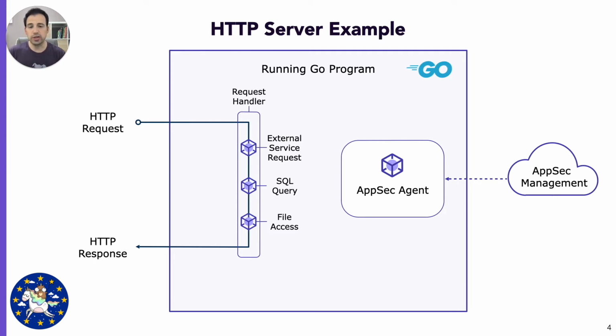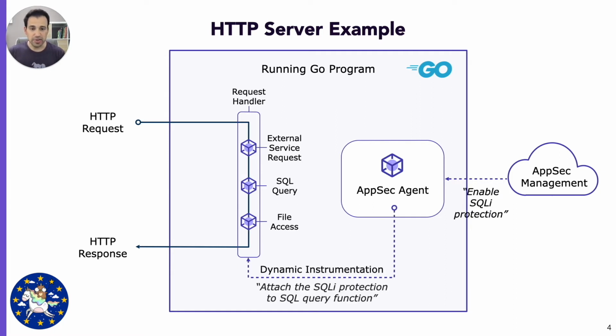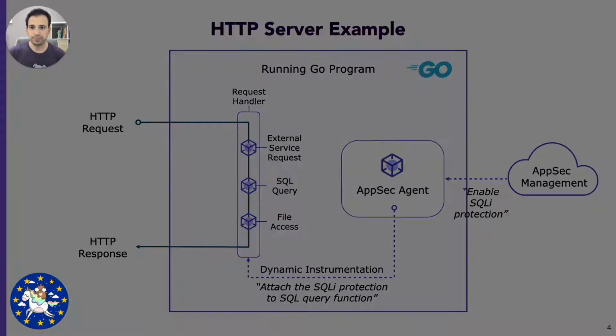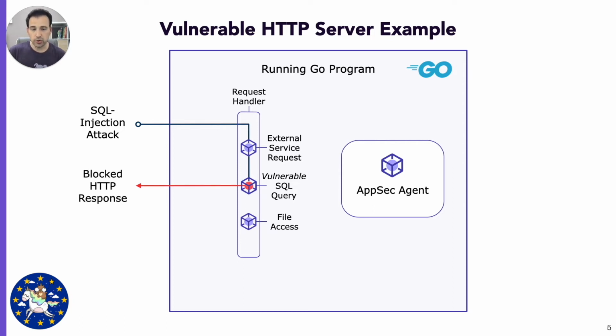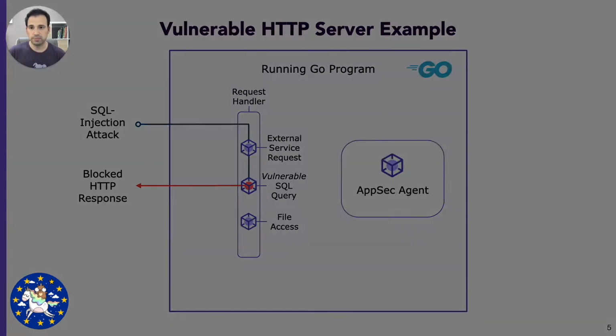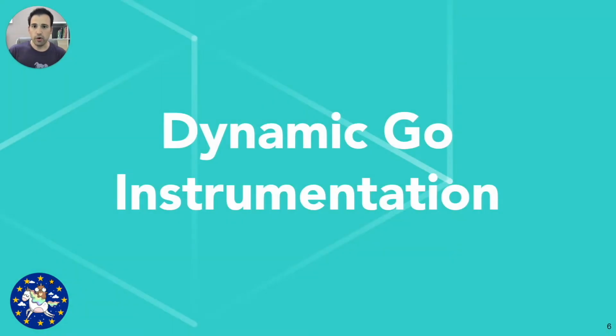And so, for example, they could decide to enable the SQL injection protection, which will be added at runtime thanks to dynamic instrumentation everywhere SQL libraries are being used in the program. So if, for example, this server happens to have a SQL injection vulnerability, when an attacker sends its SQL injection attack, the dynamic instrumentation involved here should allow to detect and prevent the attack before executing the SQL query. And so, for example, we could decide to abort the function call and block the HTTP response.